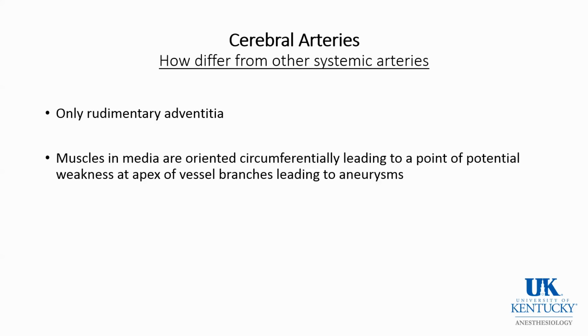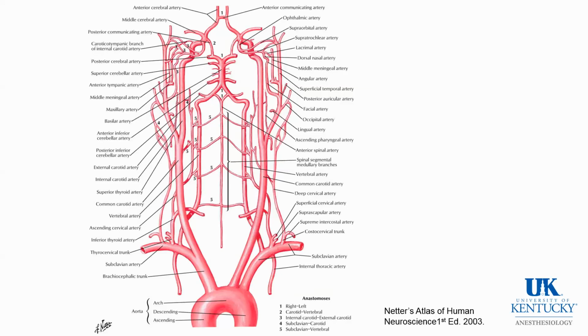The cerebral arteries are somewhat different from systemic arteries in that they have only a rudimentary adventitia, and the muscles in the media are oriented circumferentially, which contributes to the appearance of aneurysms. The details of cerebral circulation are depicted in the next few slides.